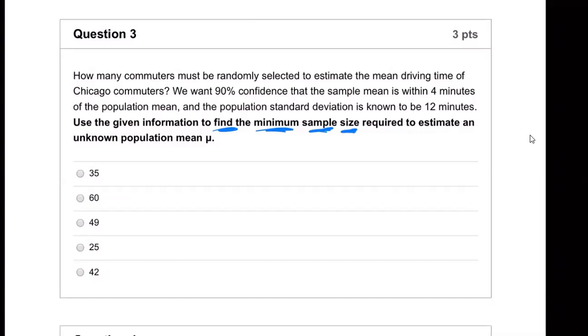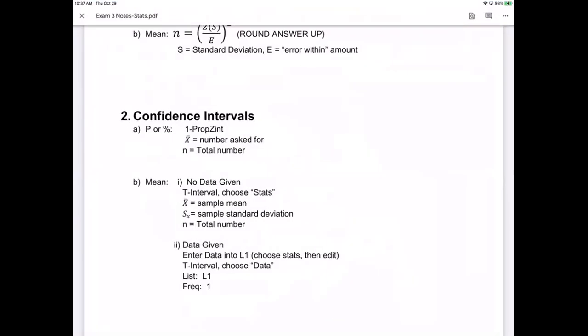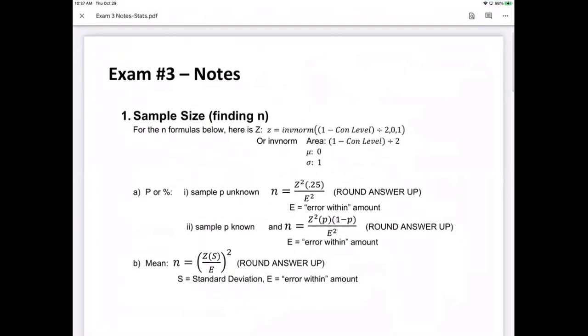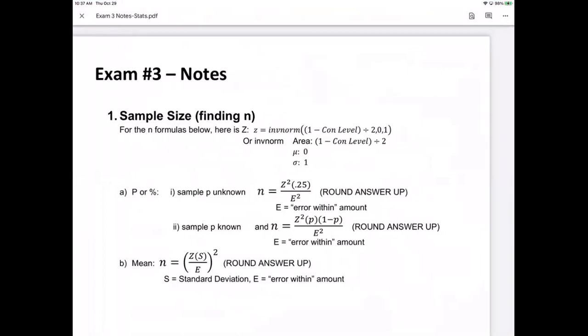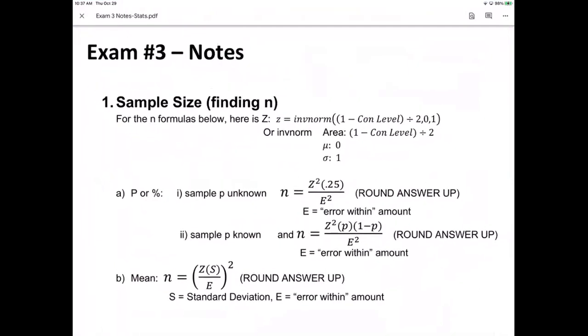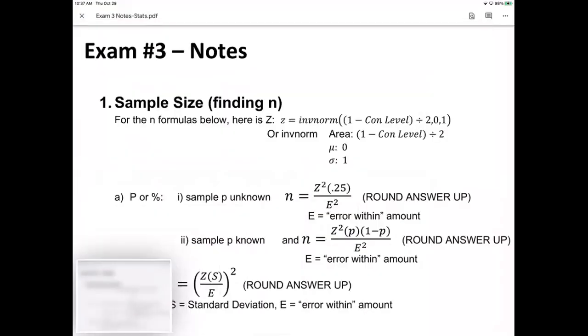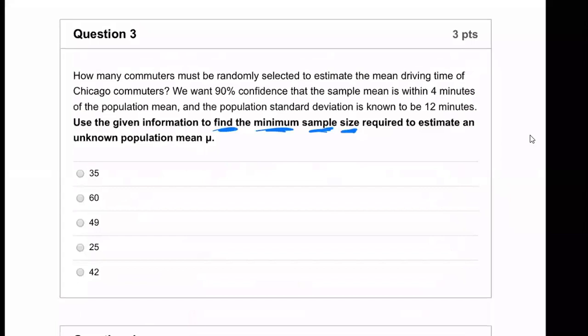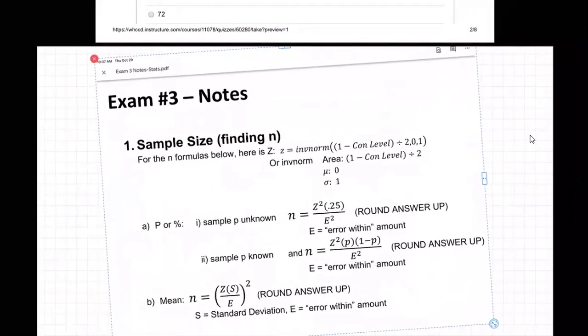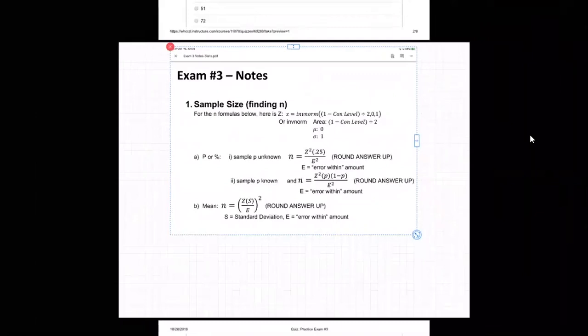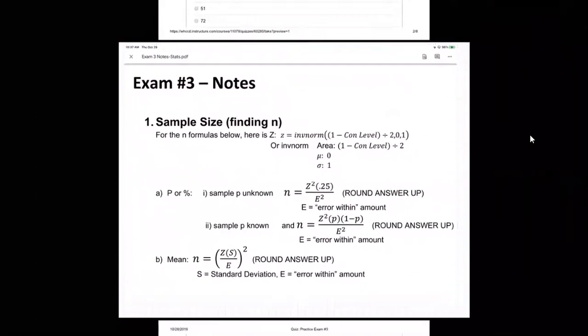What's that? Well, go back to the exam notes. You want to have these with you during the exam. Here's the exam 3 notes. Sample size, look at that. There it is. It's all about number 1, sample size. Let's take that over there. And that is what we're going to do, is sample size. Make that a little bigger for you. There we go.